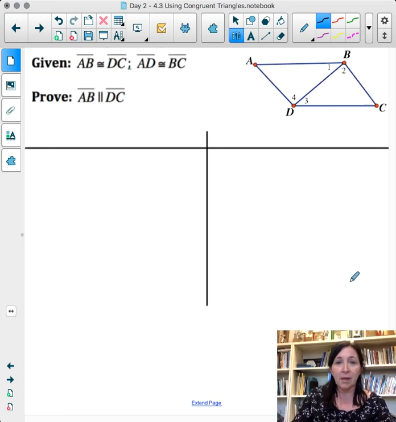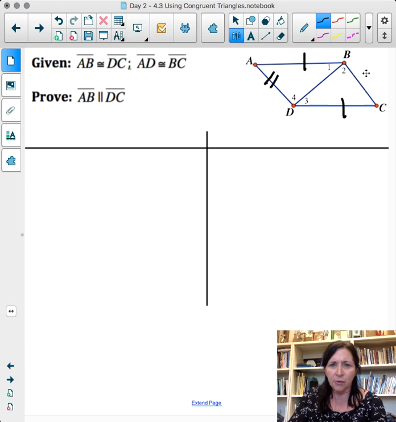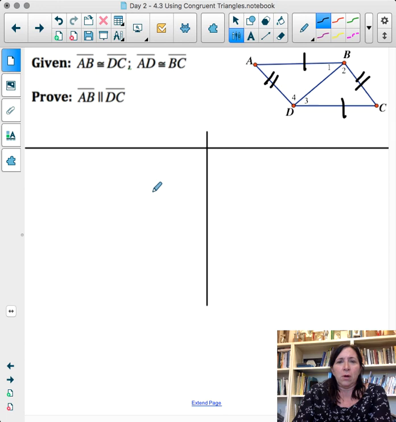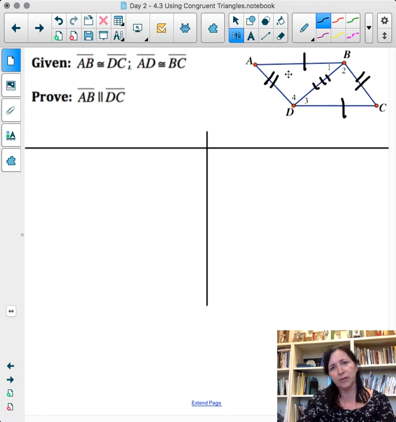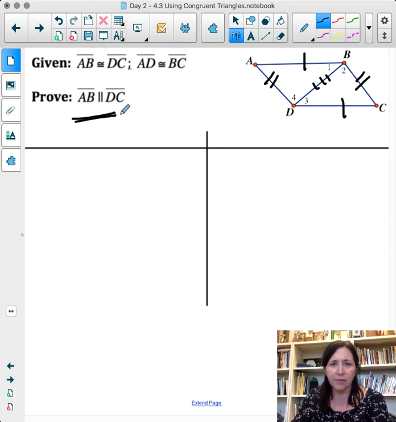Okay. Another proof, we have AB is congruent to DC. So we have this congruent to this. We have AD congruent to BC. And, well, we also know BD is congruent to itself. And now the two triangles are congruent by side, side, side. That being said, I'm trying to prove that the two lines are parallel, that this line is parallel to that.